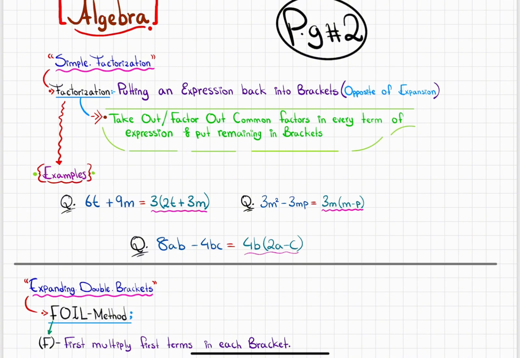Before, we were working with 3 in the brackets 2t plus 3m, and we had to multiply with the variables on the inside and outside to get 6t plus 9m. Now we're doing the reverse. We have to convert 6t plus 9m into its original form. So have a look at the common factors in every term of the expression, and whatever is remaining, keep it inside the brackets. 6t plus 9m is 3 brackets 2t plus 3m. 8ab minus 4bc is 4b outside and 2a minus c, because 4 times 2 is 8, b times a is ab. 4b times negative c is negative 4bc.